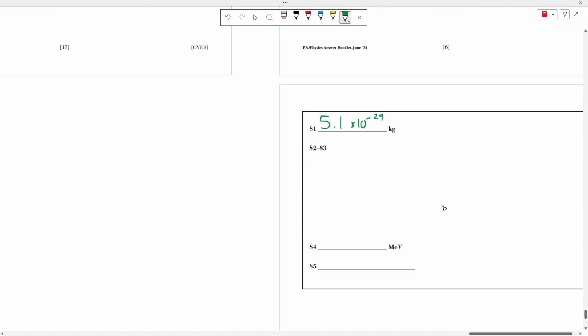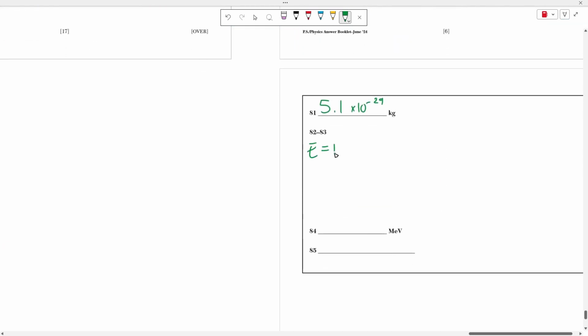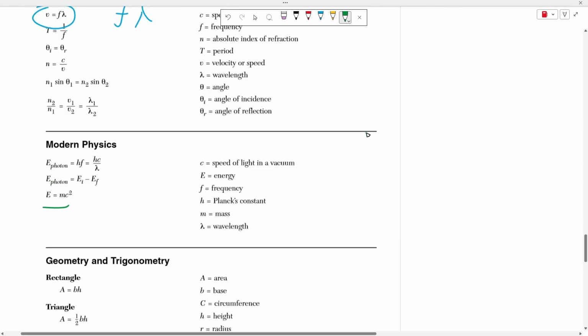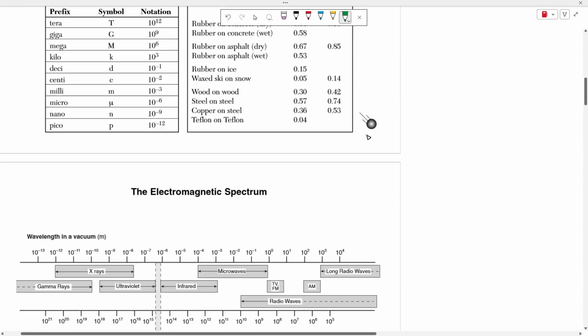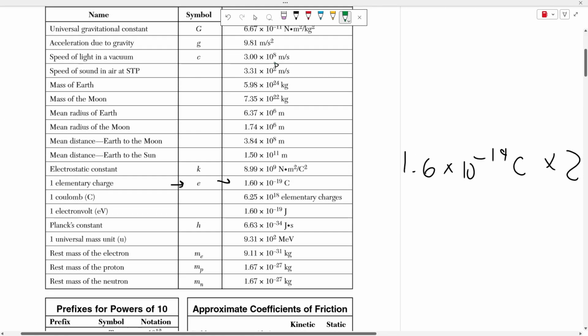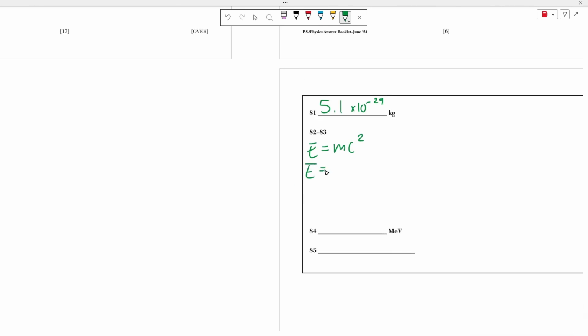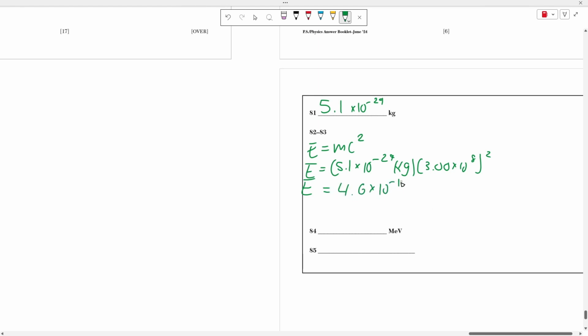On my answer booklet, I'm going to write that E is equal to mc squared. What's c again? Well, c is my speed of light in a vacuum. If you don't know the value for that, you can scroll up to these constants, and it'll tell you that c is 3 times 10 to the power of 8 meters per second. So the energy released is equal to the mass that was lost, which is 5.1 times 10 to the power of negative 29 kilograms, times c, which is 3.00 times 10 to the power of 8, squared. If you plug this into your calculator, you'll get that the energy released is equal to 4.6 times 10 to the power of negative 12 joules.